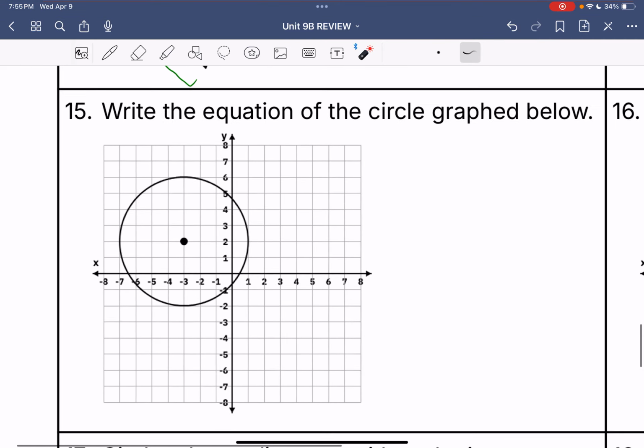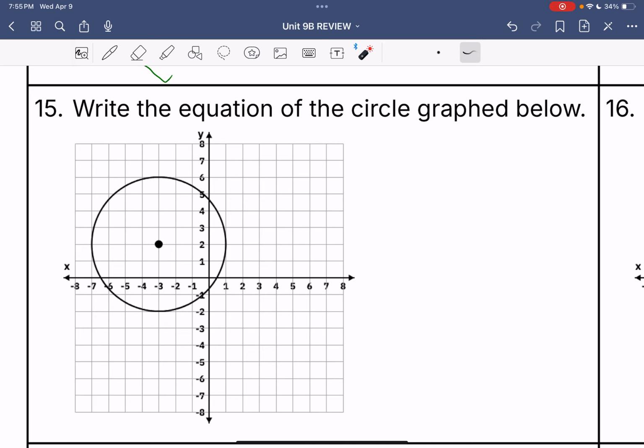So let's look at number 15. Write the equation of the circle that's graphed below. So when we're writing equations, we need 2 things. We need to know where the center is at, and we need to know the radius. So center, on this review, we actually have the point already there. I think on your test, the point is not there, so you're just going to have to kind of eyeball it. But that center is at -3, +2.